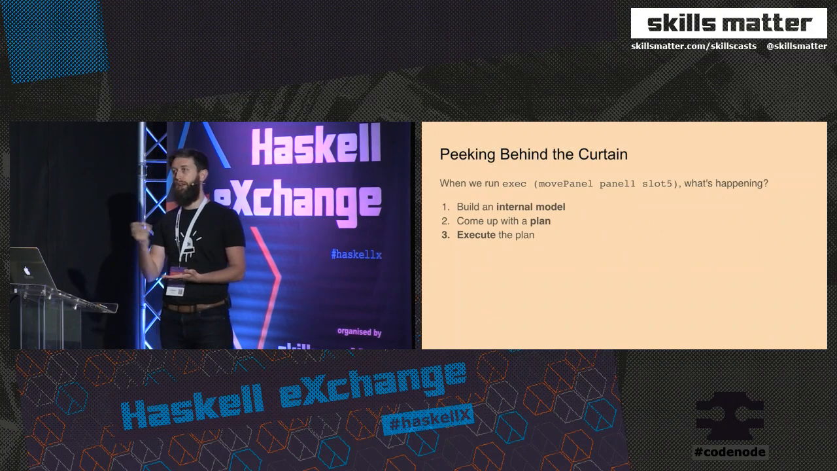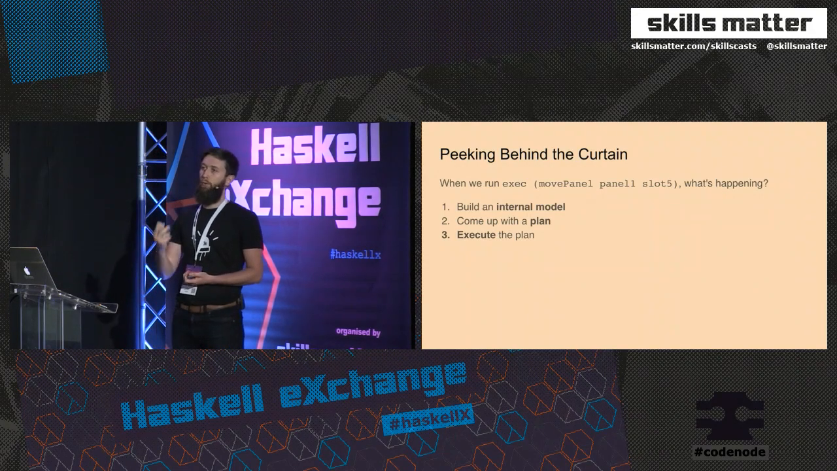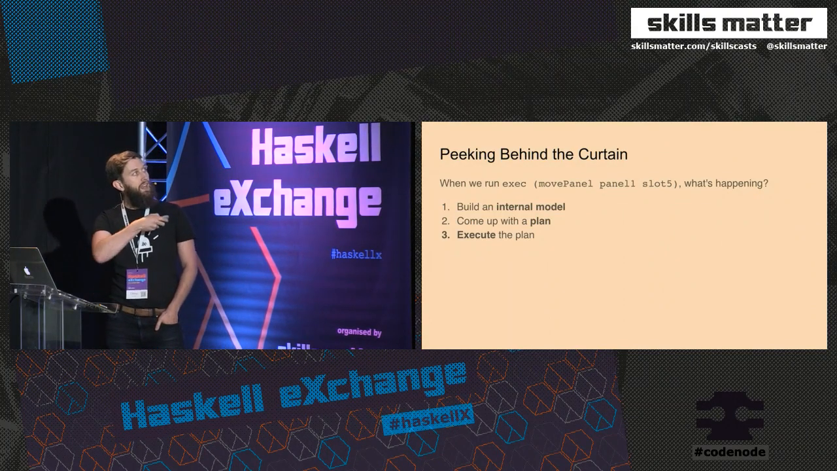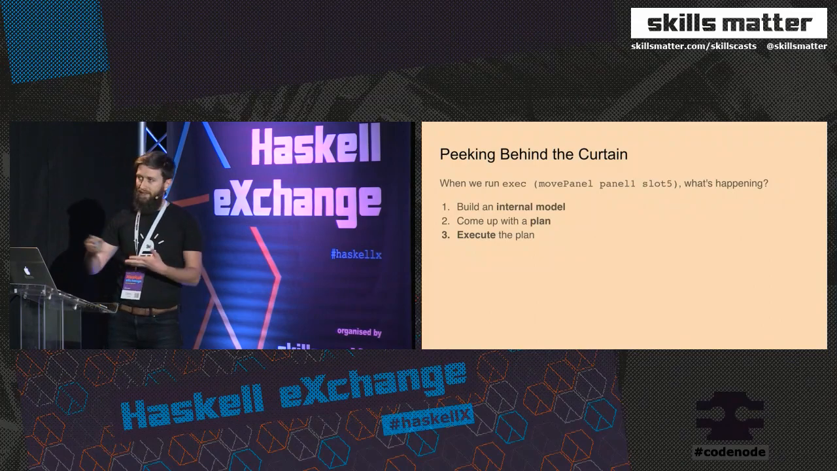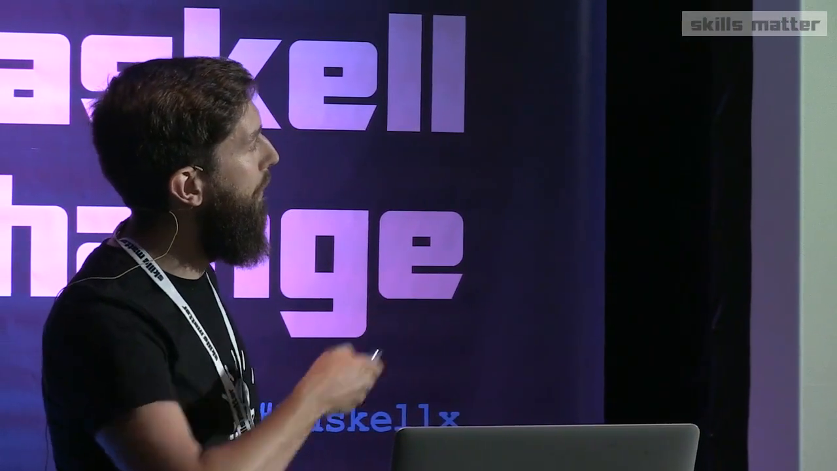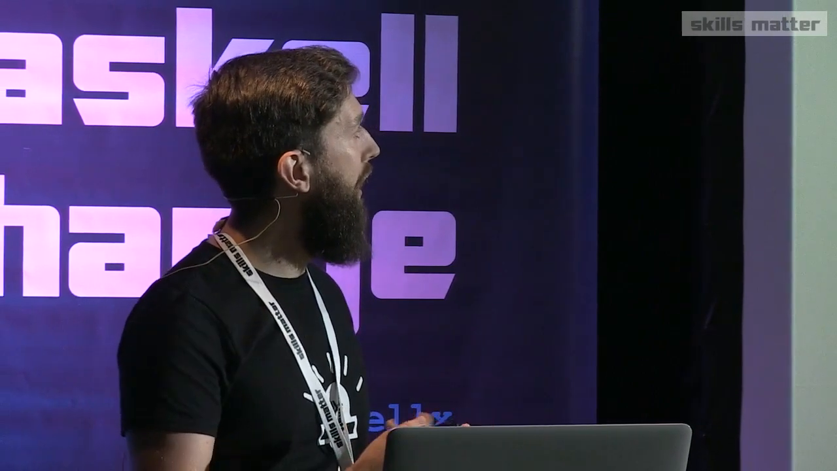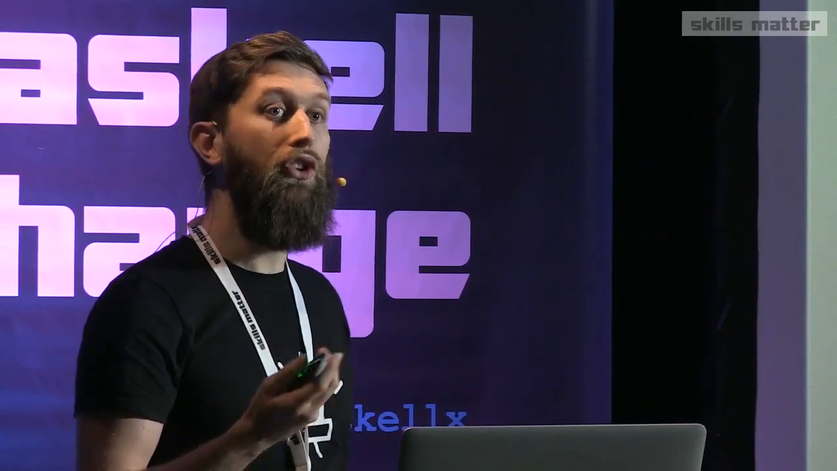So I need to know that I can pick up panels, and I need to know that the robot is capable of putting panels back in the work cell and into the slots. Next, once I've got this internal model, I feed that into some kind of planning system and come up with a plan. How am I going to move panel number 1 to slot 5 based on what I know? And then finally, I'm going to execute that plan, which means sending those commands over from our GHCI REPL to the actual robot to affect the real world.